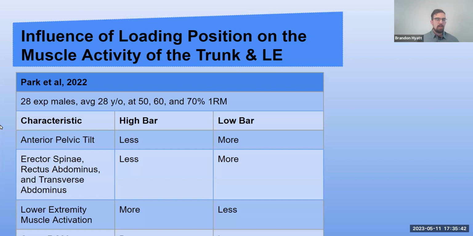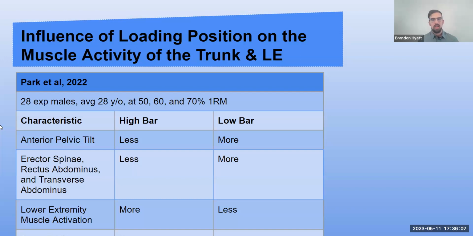All right, so I put all the different muscles that have less activation. For high bar, there's less erector spinae, less abs, less transverse abdominis. This might be because there's less load. We can never be 100% sure, but that's what they found. Deeper range of motion for high bar as well.